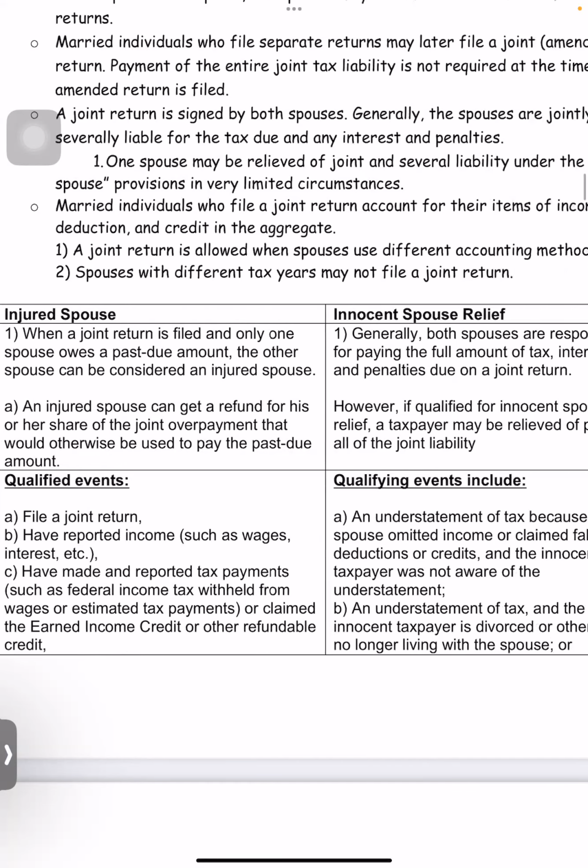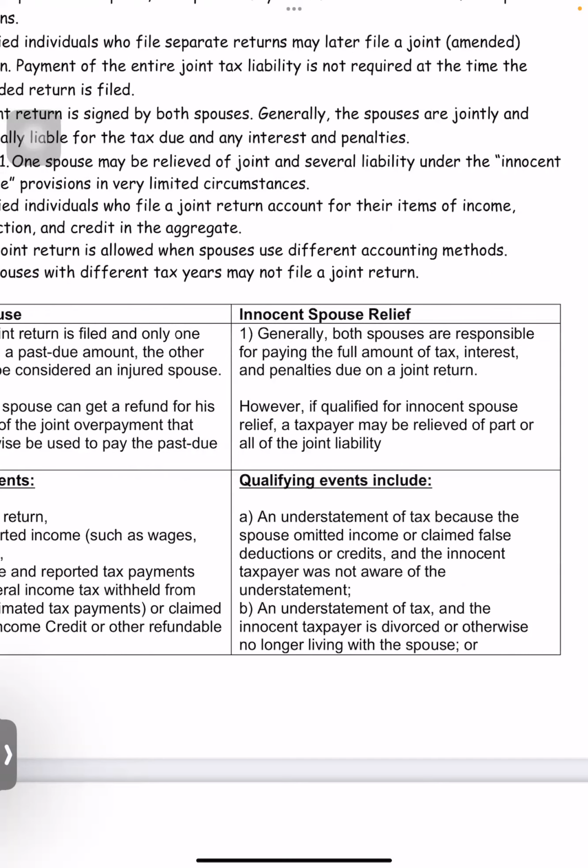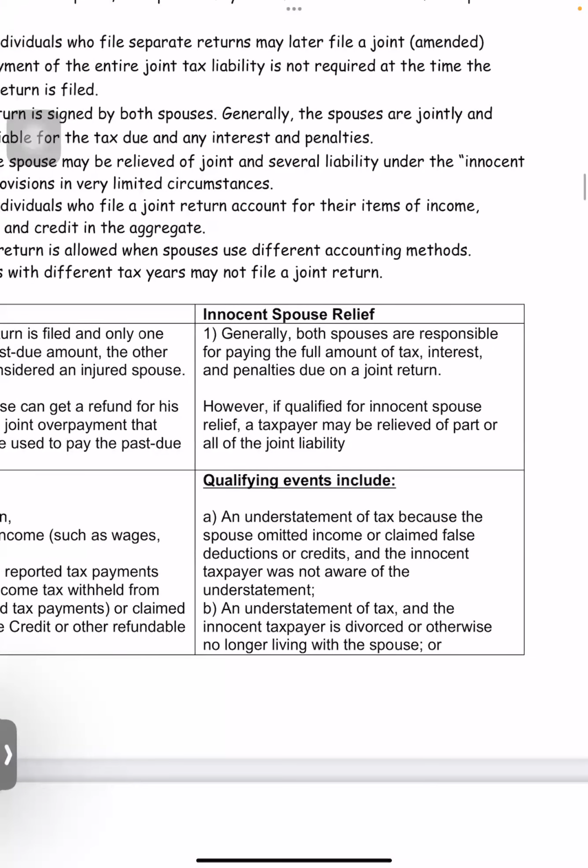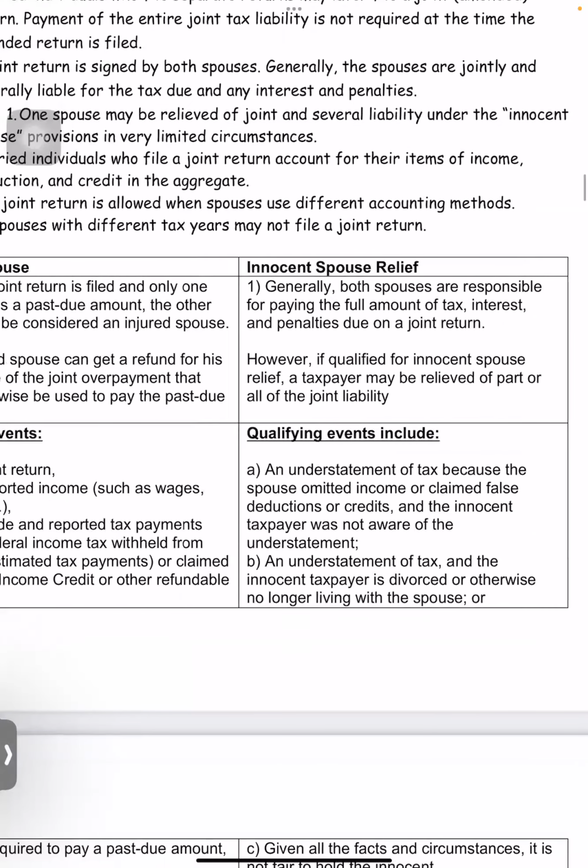The same qualifying event is there in the case of innocent spouse also, that is, understatement of tax because the spouse omitted income. The person who was earning forgot to add the income in the return, or has made some false claim for deductions or credits. And the innocent spouse, the other person, is not aware of this kind of understatement. Got it, guys? So this is how a person can claim innocent spouse relief. Clear, guys? Any question till now?